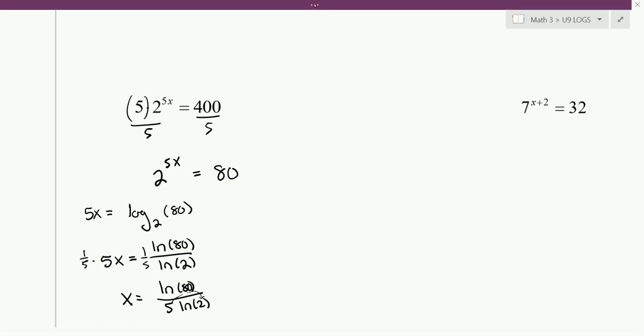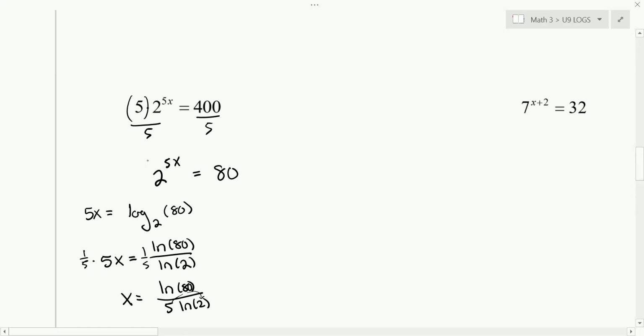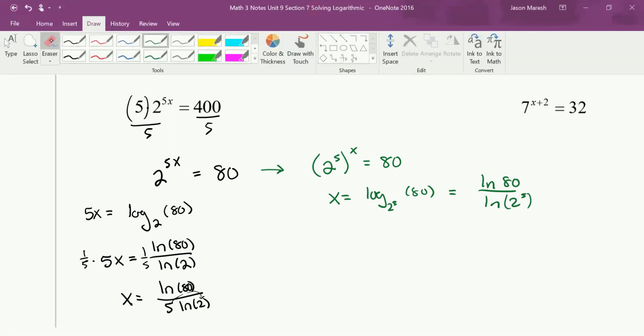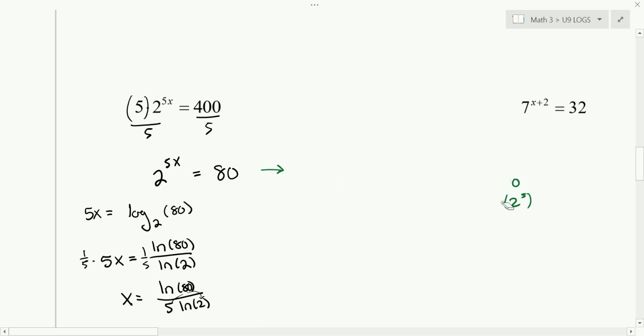Also, here's another route for those of you that are comfortable with this kind of thing. You could change this to 2 to the 5th to the power of x equals 80. And then when you change it, you get x equals log base 2 to the 5th of 80. You can get natural log of 80 over natural log of 2 to the 5th. And then you've already solved for x that way. There's lots of ways to do this, okay? The key thing is that we're doing it correctly and getting the right answer.